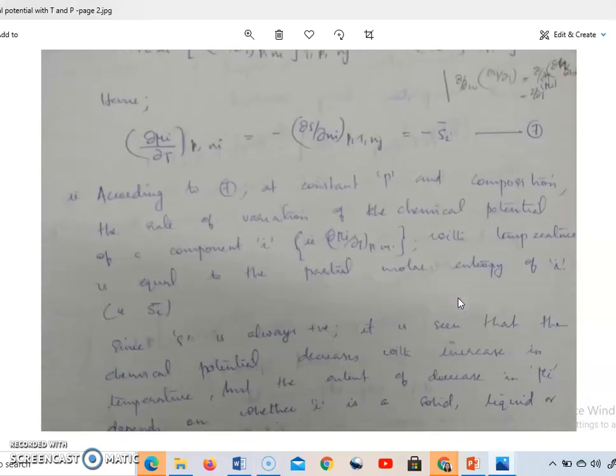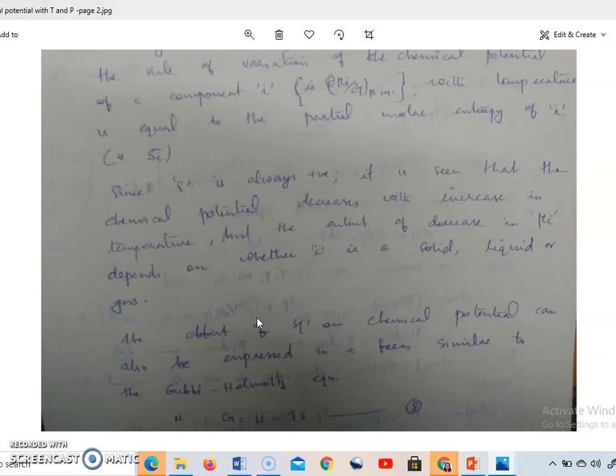According to equation 7, at constant pressure and composition, the rate of variation of the chemical potential of a component i with temperature is equal to the partial molar entropy of i. Okay, so as you see here, at constant pressure and composition, the rate of variation of chemical potential of the ith component with respect to temperature is equal to, what is it? It is the partial molar entropy of the ith component.